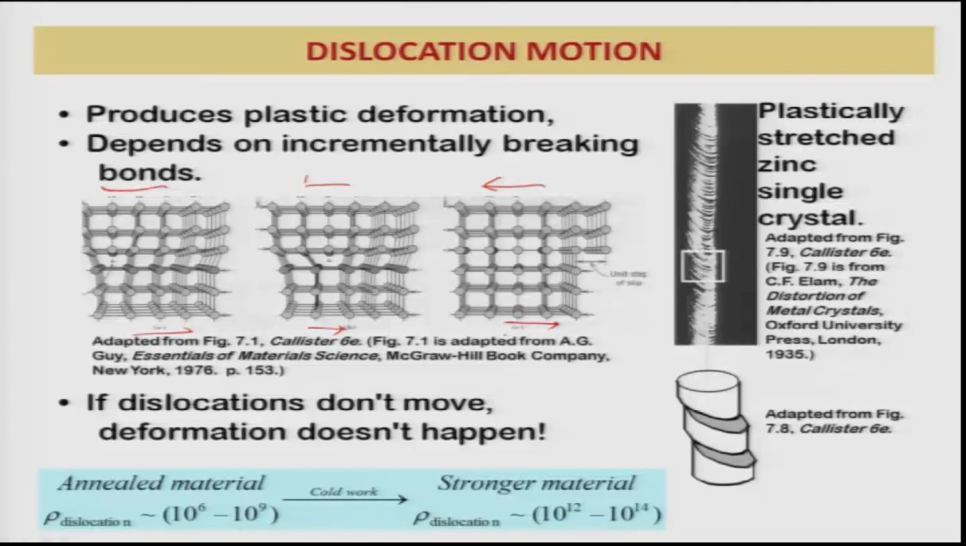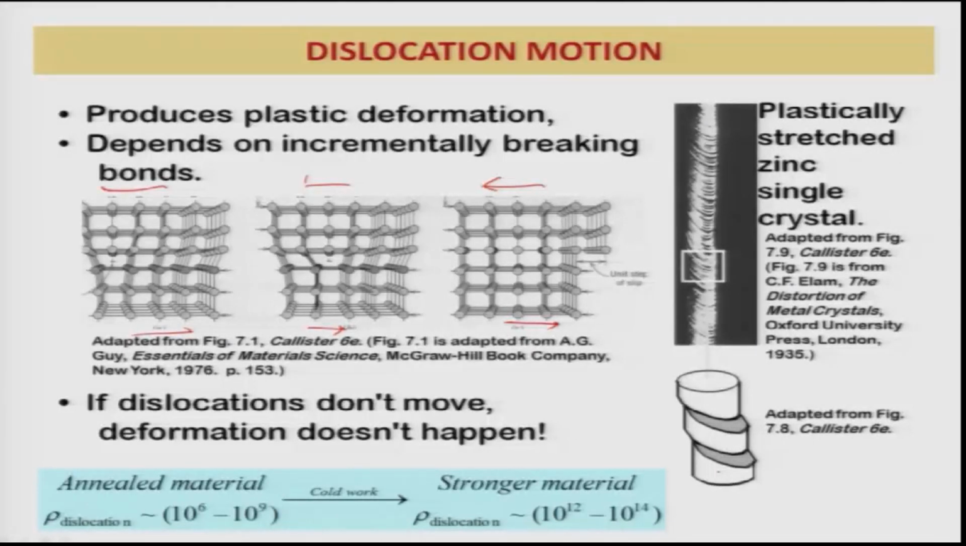Now, in a plastically stretched zinc crystal, that is what is shown here, you see that dislocation motion leads to the formation of this kind of slip bands on the surface of the crystal. In a normal material, if we measure the dislocation density, it is of the order of 10 to the power 6 to 10 to the power 9 per meter square, per meter actually.